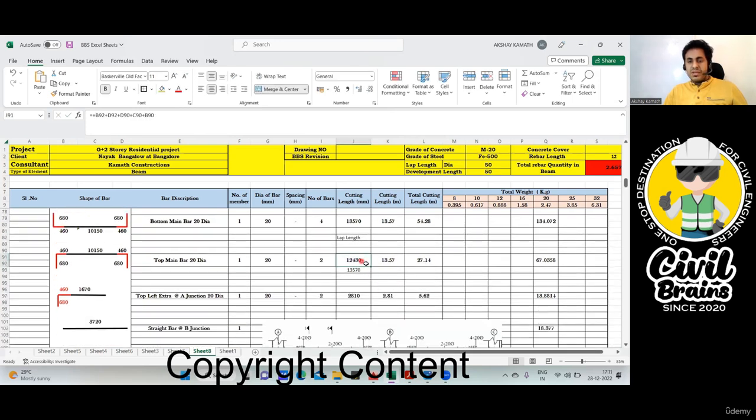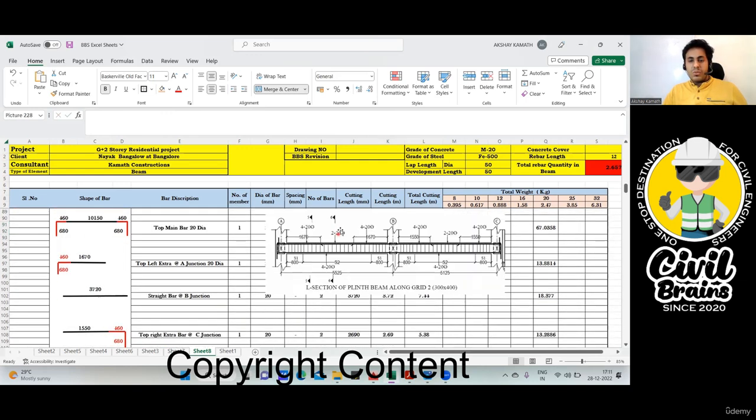So here I have to add the lap length. I didn't add it, but if you want to add it, okay. Anyhow, while linking, I will link from here. Just to differentiate whether it is greater than 12 meter or less than 12 meter, I have done it in this way. Now come to the top left extra.